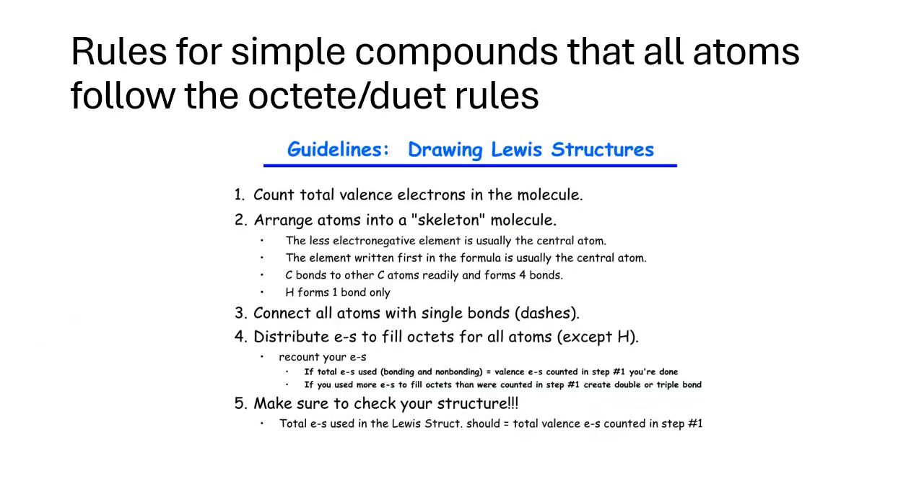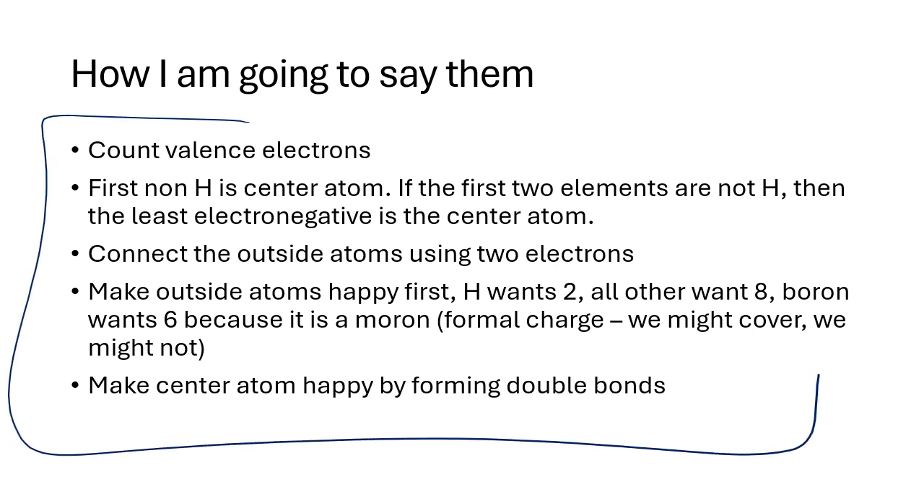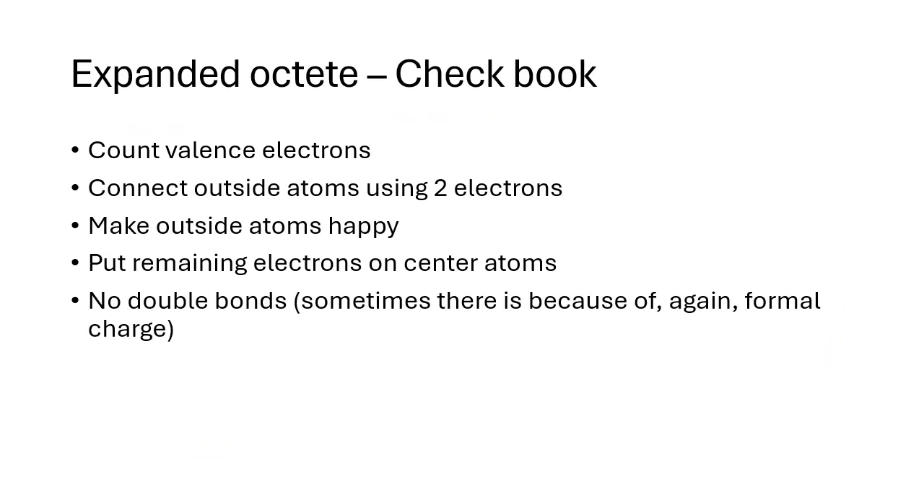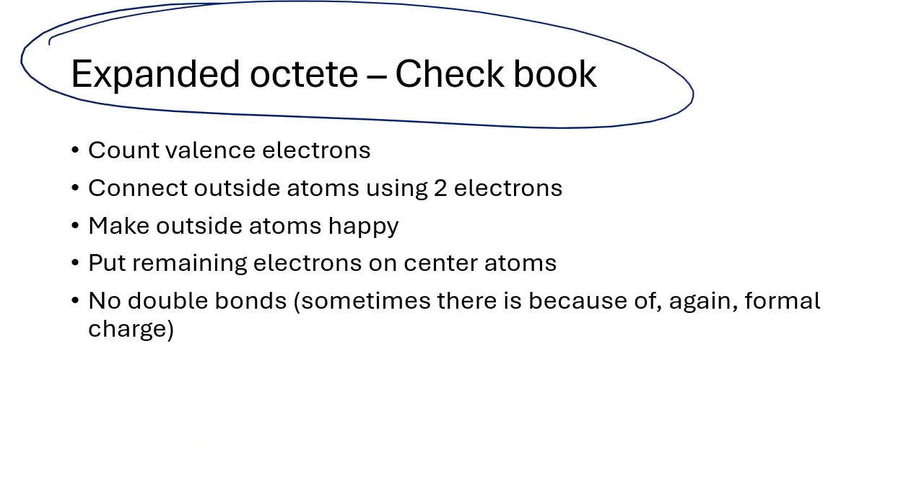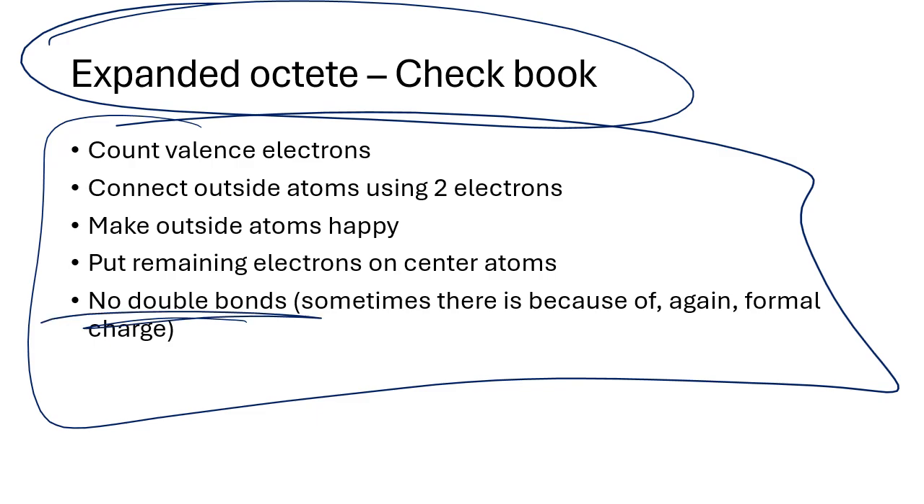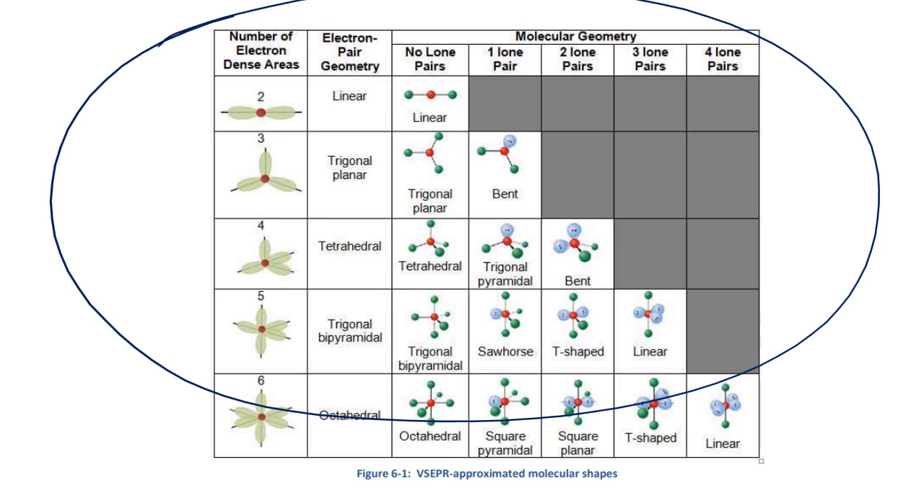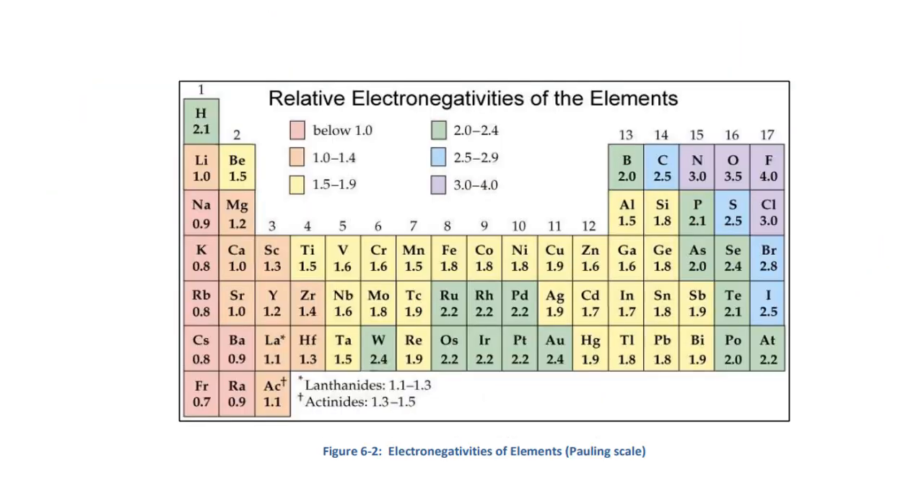These are standard rules for drawing Lewis structures, but again, like you probably have noticed, this is just essentially how I say it. We're also going to do expanded octet. I don't know the rules that they use, but this is how I'm going to state it. There's no double bond, so the rules have to be very similar. You're going to see what you have to do, and you're going to be given this sheet here. This is something I won't be giving you because, again, I'm the mean teacher.